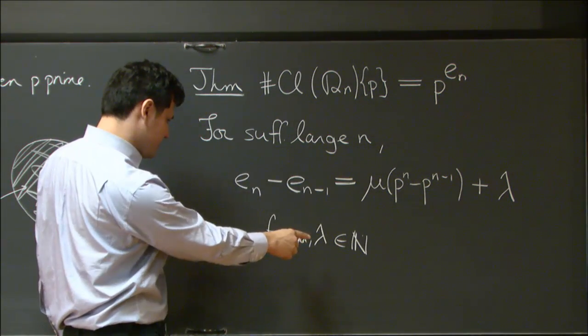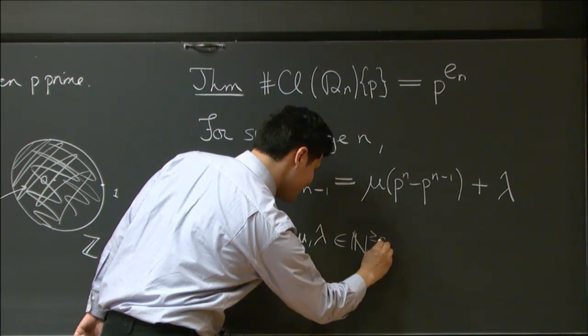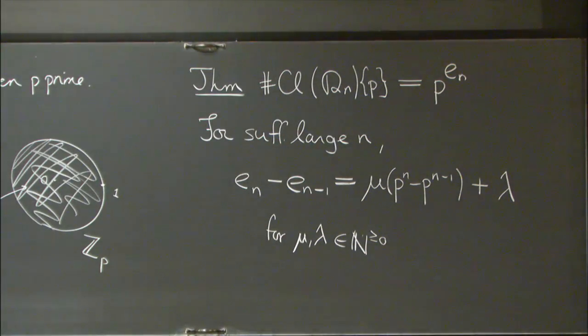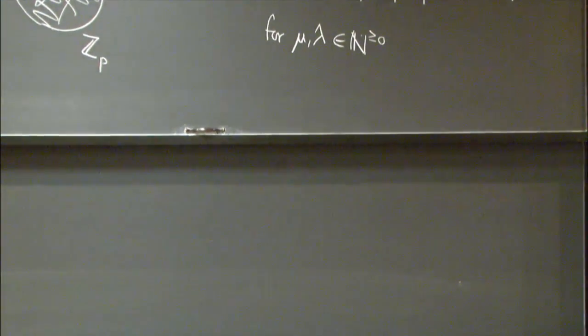I'm not sure if n includes 0, so I think it differs from country to country. So let me be safe and write it as n greater than or equal to 0. Great, so he came up with this theorem. You might ask, where do the invariants mu and lambda come from?